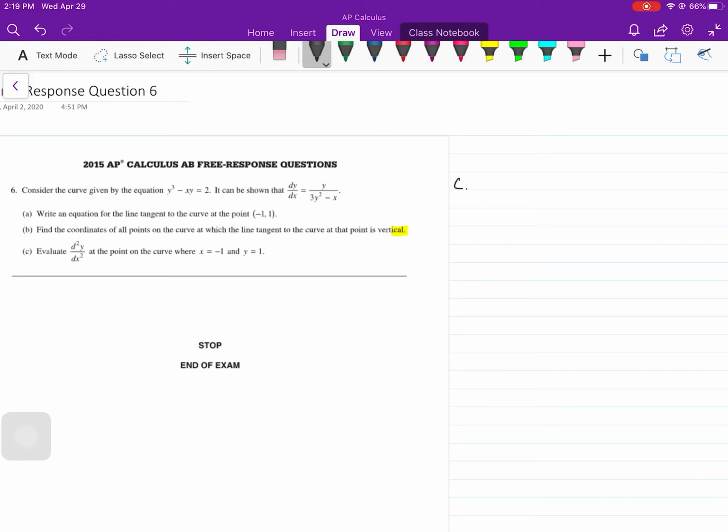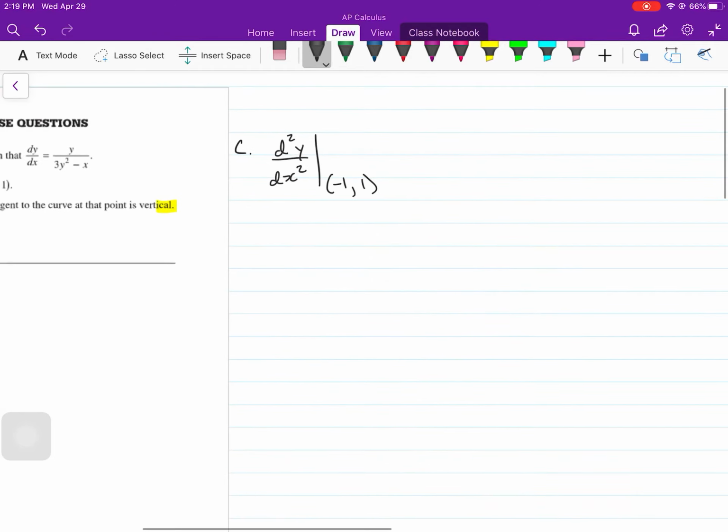So part C is going to be all of our work. We want to figure out what is the second derivative at the spot where x is -1 and y is 1. So let's go ahead and compute this.